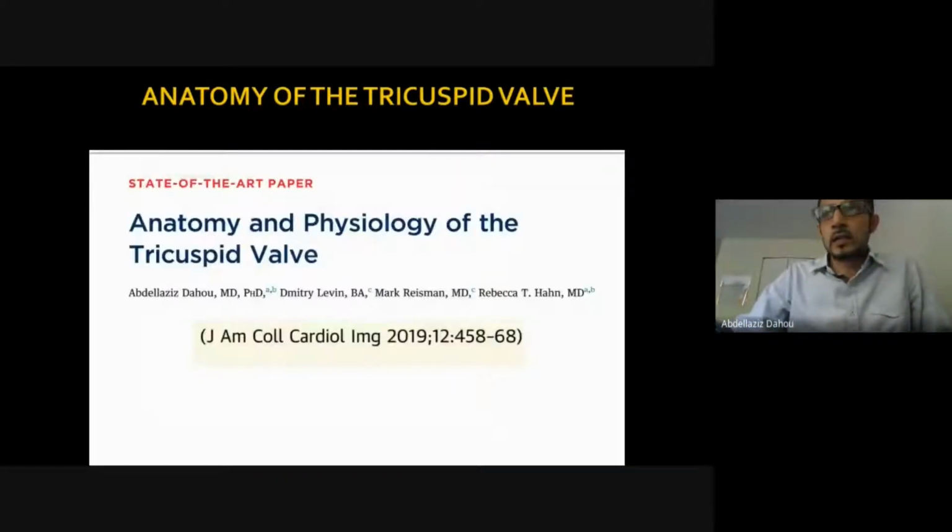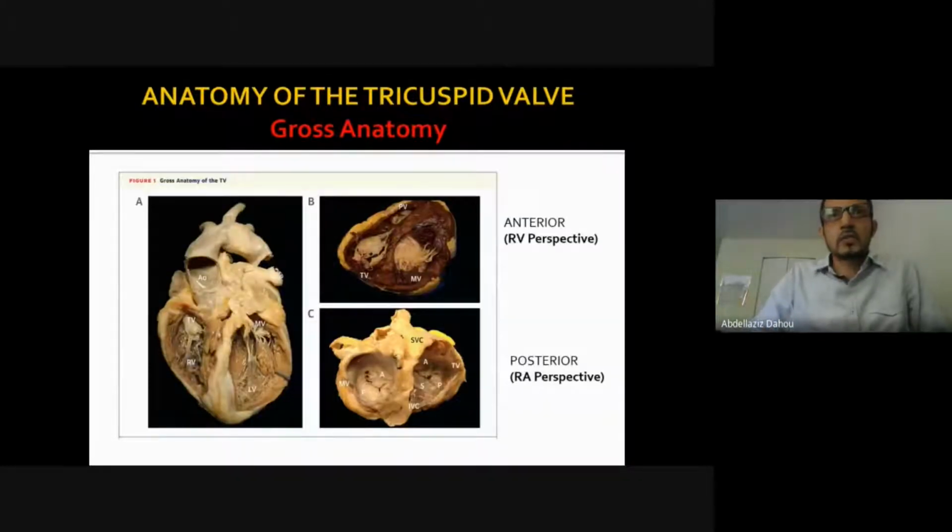The images you will see are from a paper we published last year in collaboration with Columbia University Medical Center Department of Pathology and also Washington University Medical Center in Seattle. This is a gross anatomy of the tricuspid valve. When you look at the macroscopy, if you look at the tricuspid valve from an anterior perspective, from the RV perspective, the RV is removed, we are looking at the tricuspid valve. The tricuspid valve is looking at you.